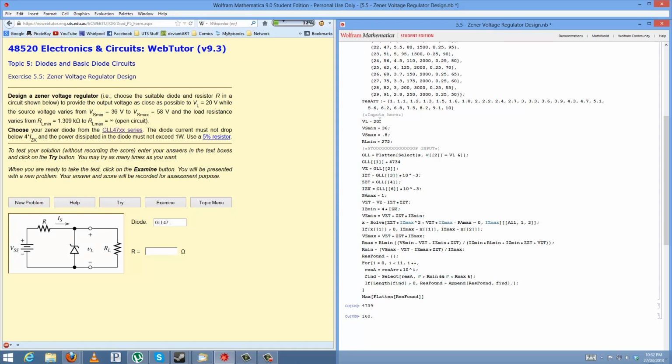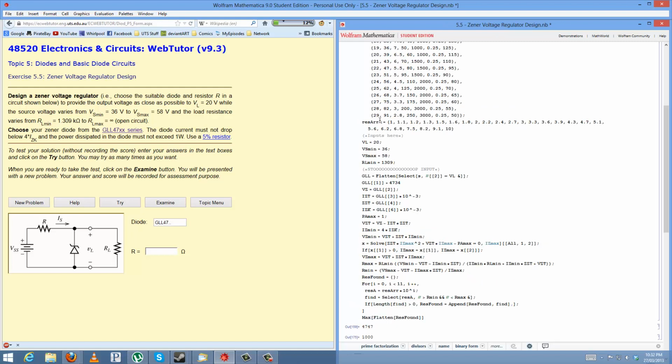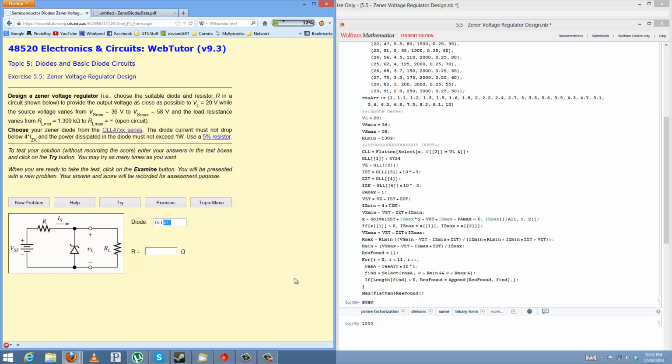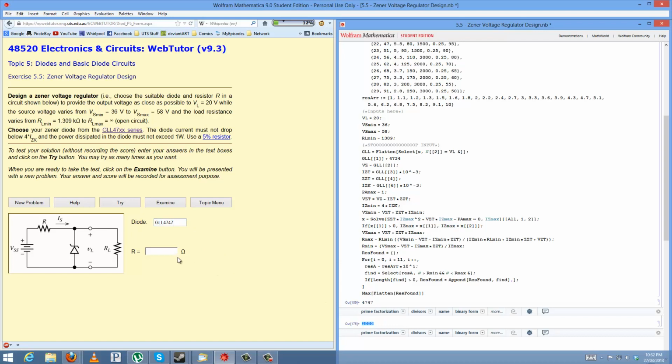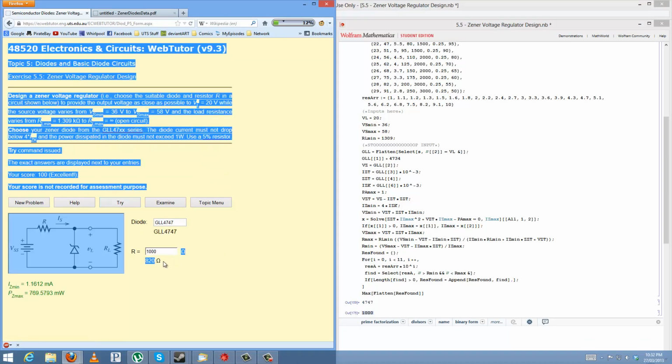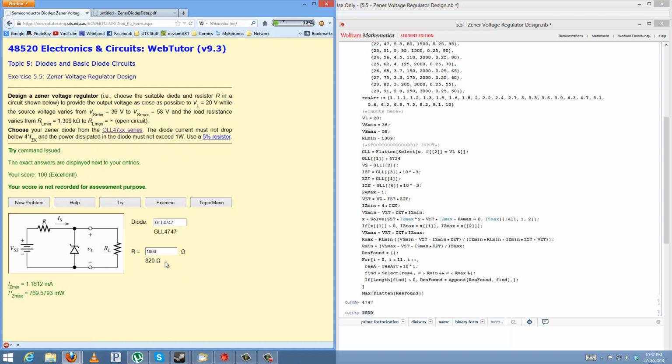26, 58, 23, 29. Okay, so if I copy these in here, what I'm assuming it'll do, you see how it says 820 ohms here? They're both right. But it basically wants the one that minimizes IZ min.